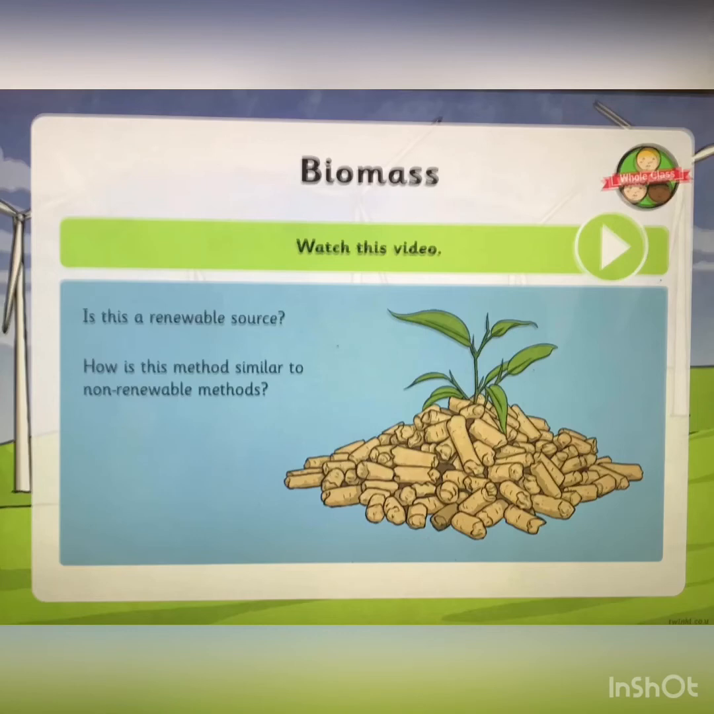So, number two, how is this method similar to non-renewable? A lot of people look at burning things as a bad way of producing energy because of the black smoke. But in reality, it's only releasing what it consumed. Now, if we look at something like coal, coal is hundreds of millions of years old. And when we burn that, it's releasing the chemicals that were in the atmosphere long ago. So it's much, much worse.